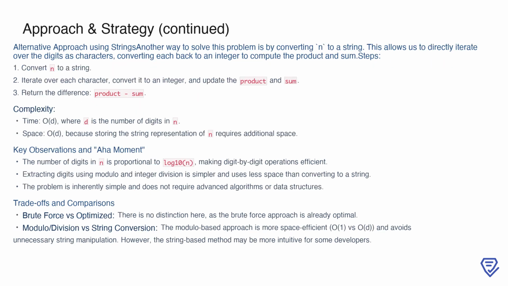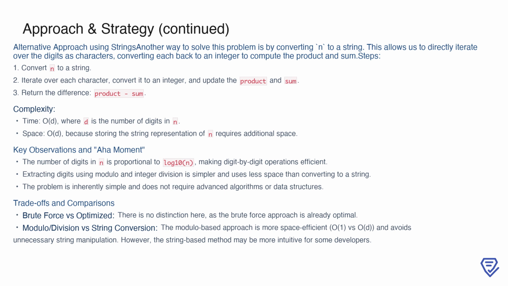Another way to approach the problem is by converting the number into a string. This allows us to iterate over the digits directly as characters, converting each character back to an integer to compute the product and sum. The steps are straightforward. First, convert the number into a string. Then, iterate through each character, convert it into an integer, and update both product and sum. Finally, return the difference between the two.